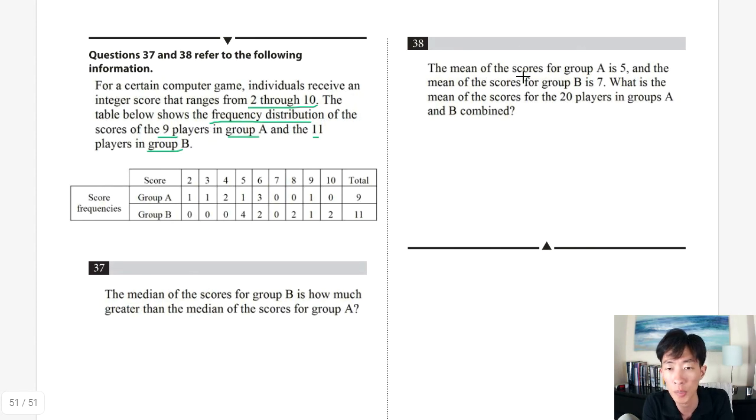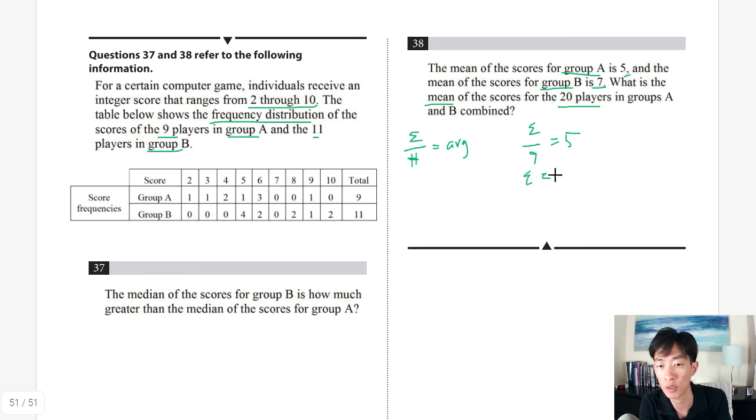Question 38. The mean of the scores for Group A is 5, and the mean of the scores for Group B is 7. What is the mean of the scores for the 20 players in Groups A and B combined? All right, so it might seem like we don't have enough information to do this, but keep in mind what the average equation is. It's your sum of the elements divided by the number, and that's going to give you your average. So look at what we know from Group A. It says the mean is 5, and we already know the total number of students, which is 9. So to figure out the sum for Group A, just multiply 9 times 5, which is 45.